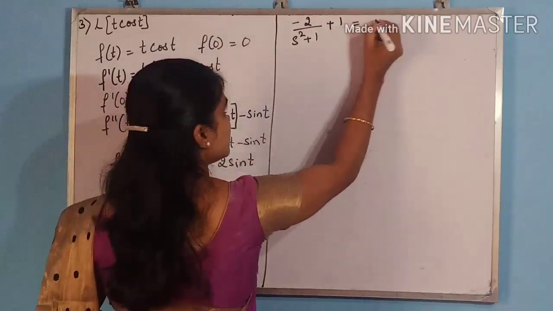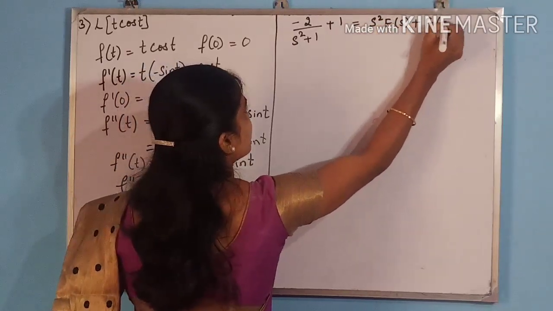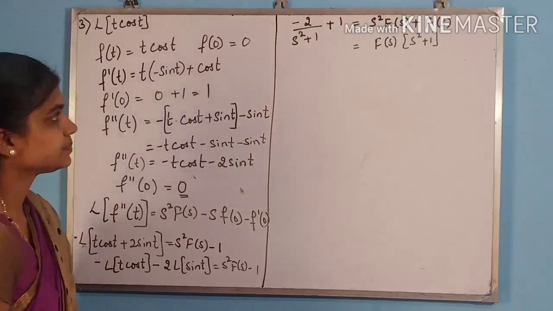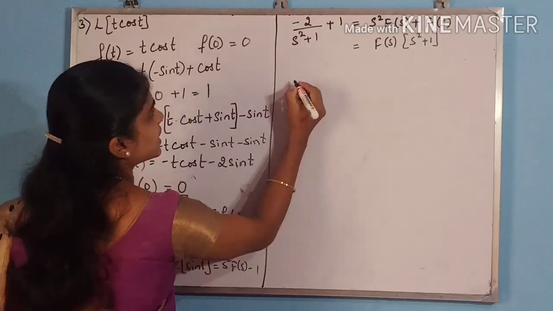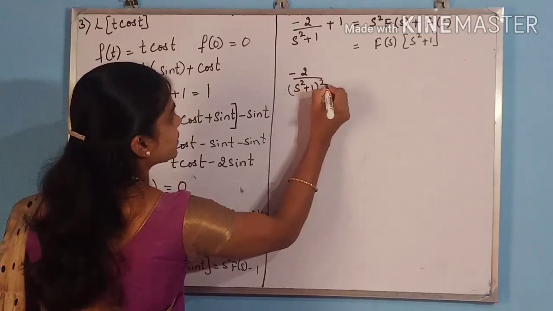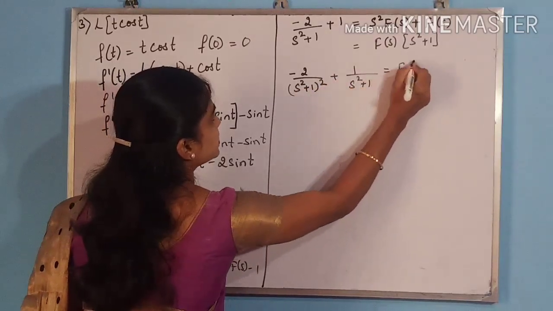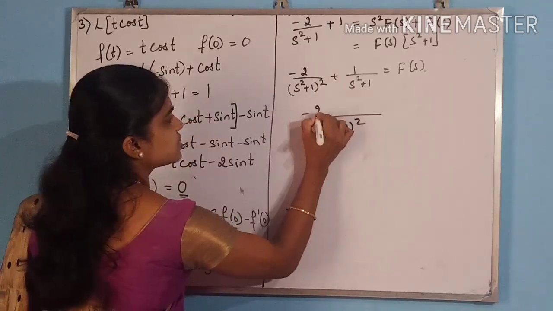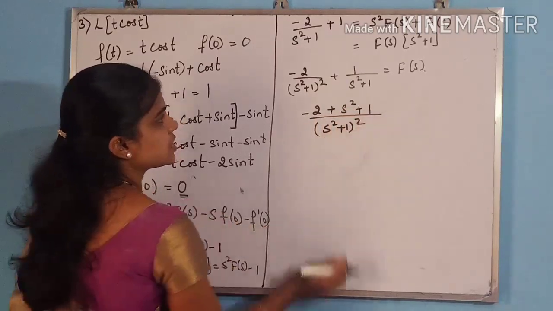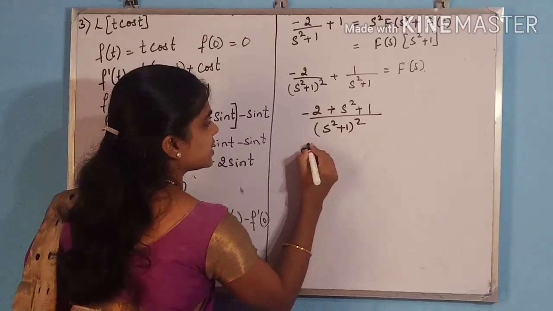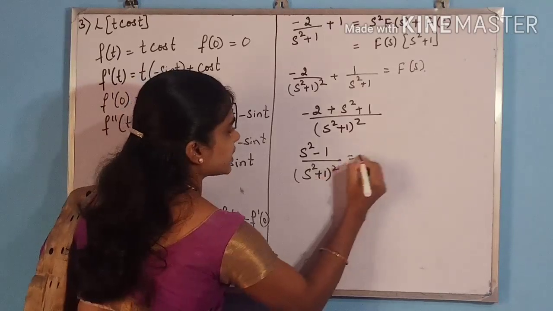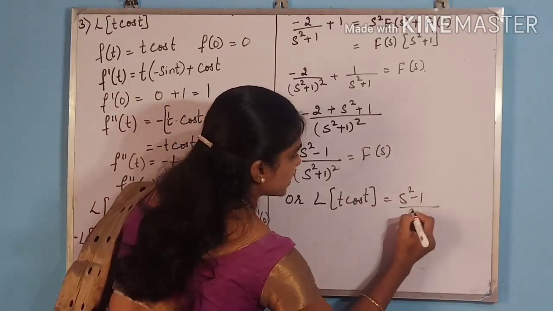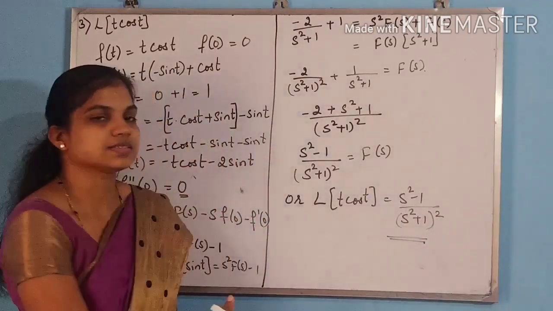This is f of s. So this is equal to s square f of s plus f of s. So it's going to be f of s common out, s square plus 1. Right? So when I bring it down, I'm going to get minus 2 by s square plus 1 the whole square plus 1 by s square plus 1, and this is equal to f of s. Or I can simplify this as s square plus 1 the whole square, and this is minus 2. I'll just take the LCM. So I have plus s square plus 1. Minus 2 plus 1 is going to be minus 1. So I'm going to get it as s square minus 1 upon s square plus 1 the whole square. And this is f of s, or Laplace transform of t cos t is equal to s square minus 1 upon s square plus 1 the whole square. And this is our answer.